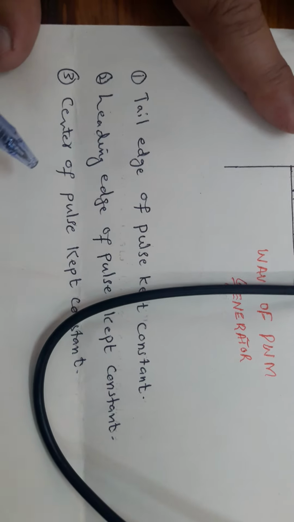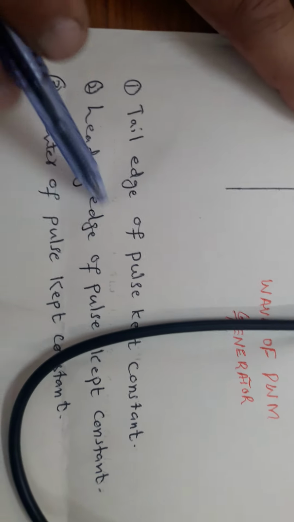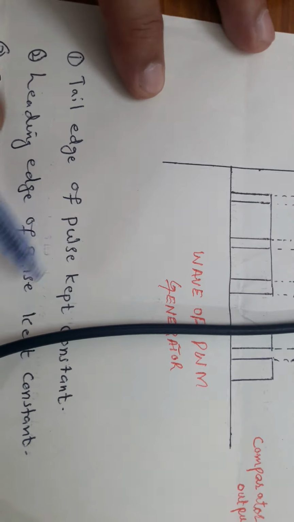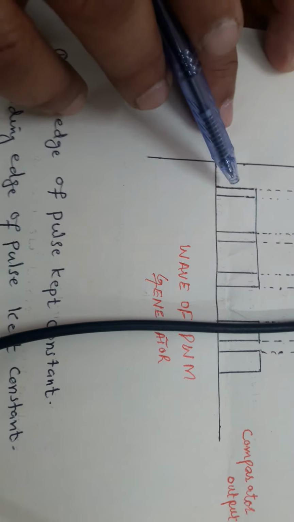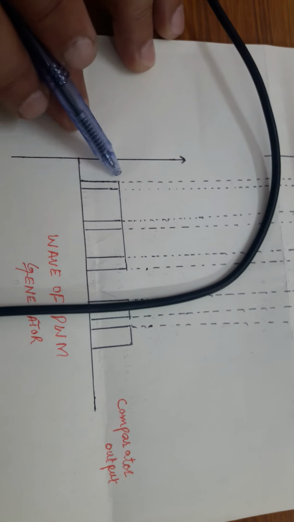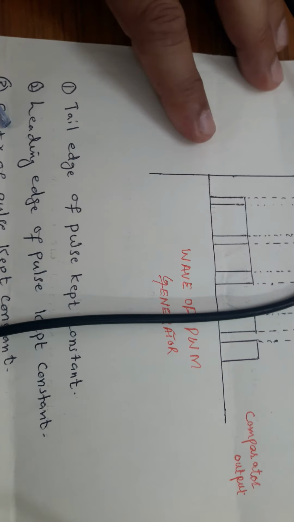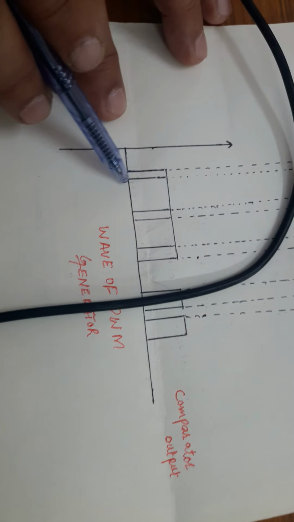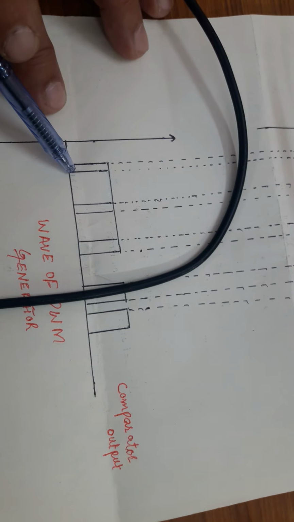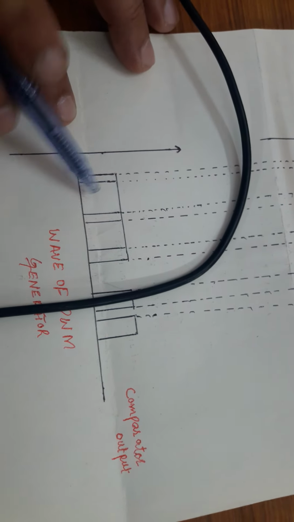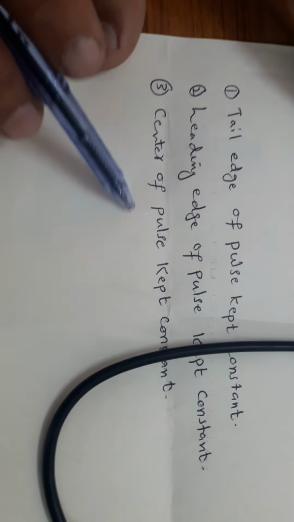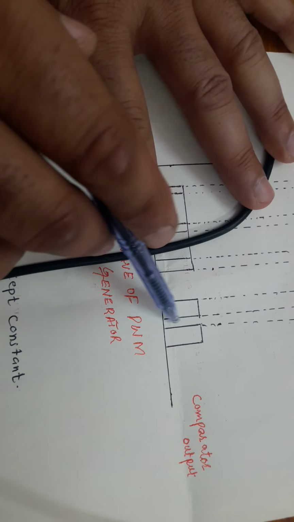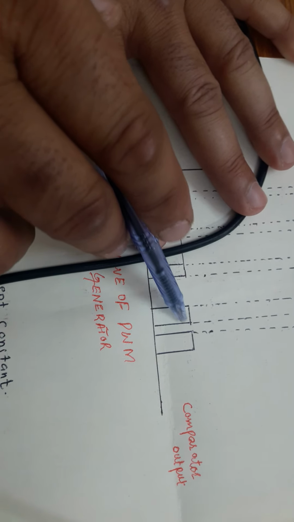This is our 3 types of edges. Tail edge of PWM is kept constant. This is our tail edge. Our leading edge of the pulse is also constant, which is here. This side of the edge is called leading, and the center of the pulse is kept constant, which is also constant.